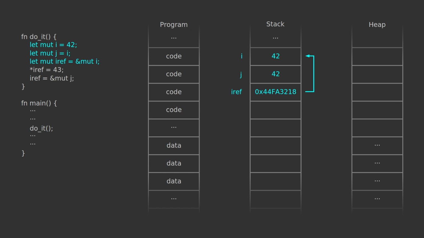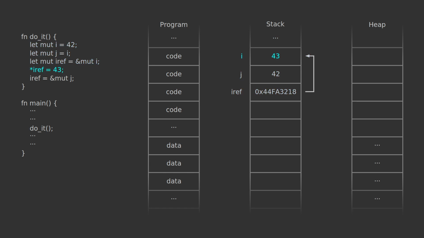Notice that we used the mut keyword twice. The mut on the left-hand side means that we can update iref to make it reference a different variable. That is, we can change the memory address inside iref. The mut on the right-hand side means that we are creating a mutable reference that can be used to update the referenced value, in this case the value of i.